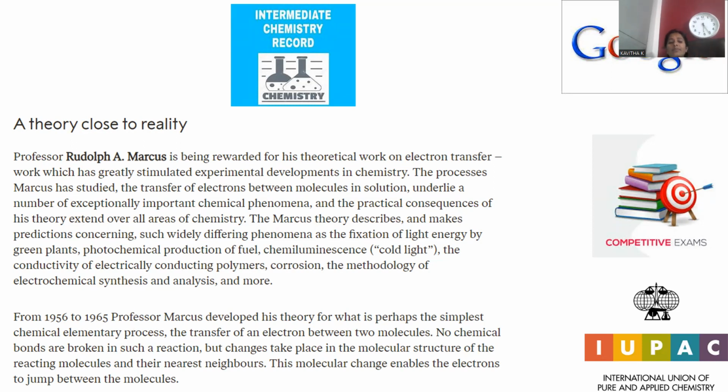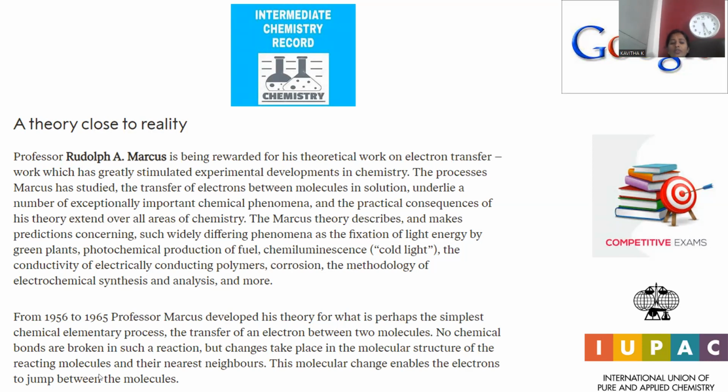Multi-dimensional research approach was done by Rudolph A. Marcus. From the year 1956 to 1965, Professor Marcus developed his theory for perhaps the simplest chemical elementary process. So simplest methods were introduced by the scientist where electron transfers are possible. All these reactions proceed with the shifting or transfer of electrons from one medium to another, one system to another, one component to another. This is the way transfer of electrons plays a role in all these processes.